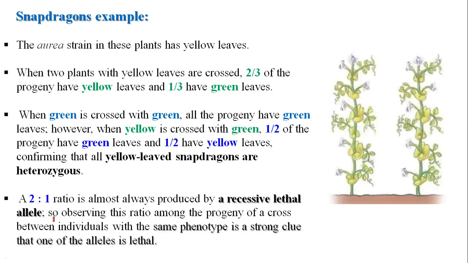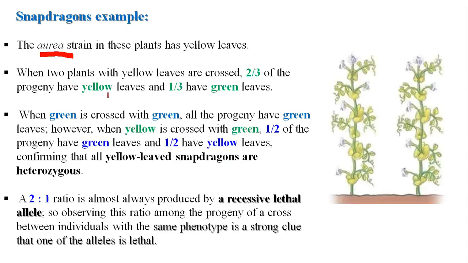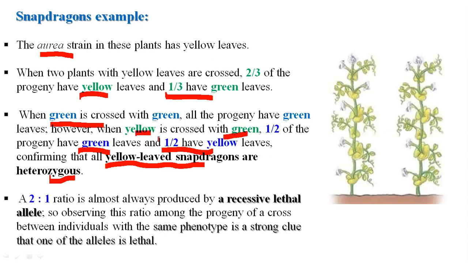So here, that one was the same example, the Aureus strain. Two plants were yellow, and one of them was green. When green is crossed with green, all progeny had green leaves. When yellow is crossed with green, half of the progeny had green leaves and half had yellow leaves. So that confirmed that yellow-leaved snapdragons are heterozygous. So it was a test cross. The second one, yellow crossed with green. So yellow is definitely capital Y and small y, so they knew that it is heterozygous.